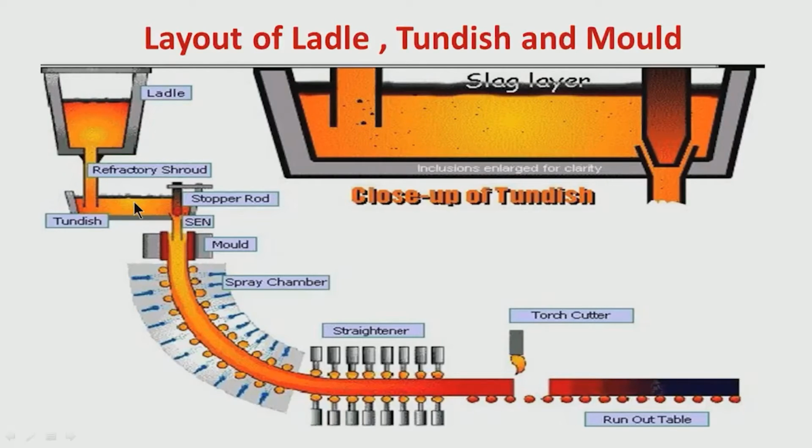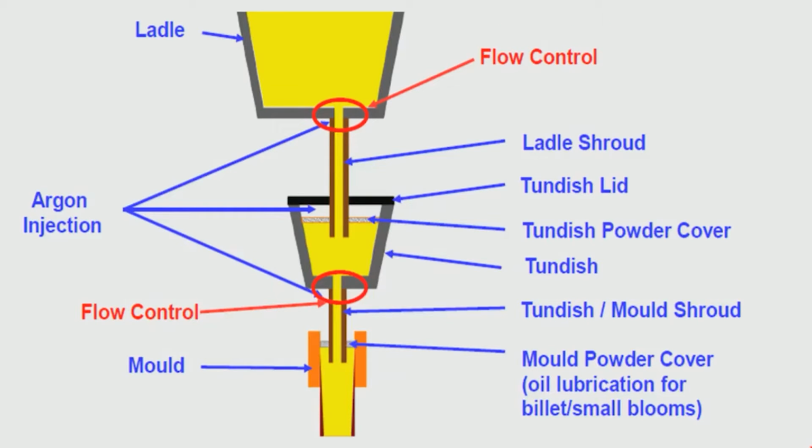So, it is important to maintain cleanliness level in tun dish. Tun dish refractory is important. There should not be erosion. There should be sufficient amount of residence time for the liquid steel, for the inclusions to float up. These are the issues which I will be taking up one after another.